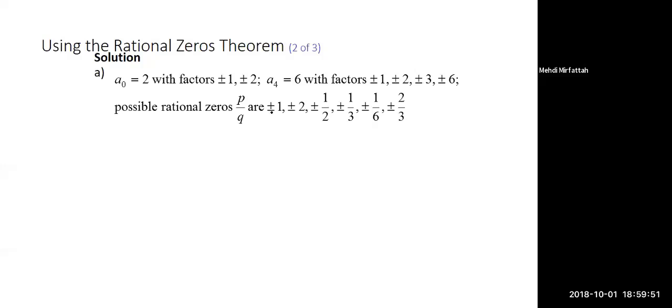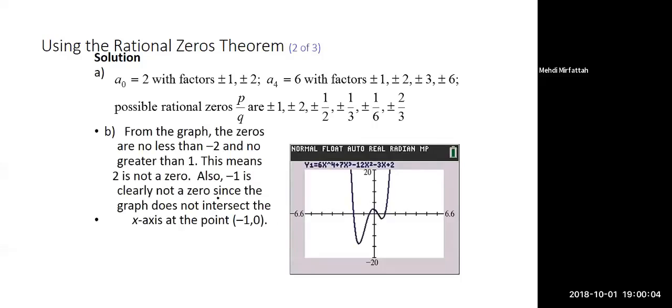So you just go down: plus and minus 1. When you reduce those, it would be one of these: plus and minus 2, plus and minus 1/2, plus and minus 1/3, plus and minus 1/6, plus and minus 2/3. Now, in this example, they're asking us to look at the graph of the function. You put the graph on your calculator and see which one of those would be a possible zero, okay?